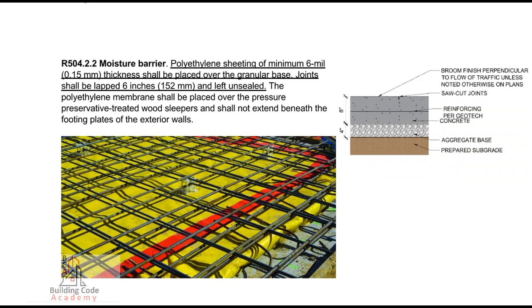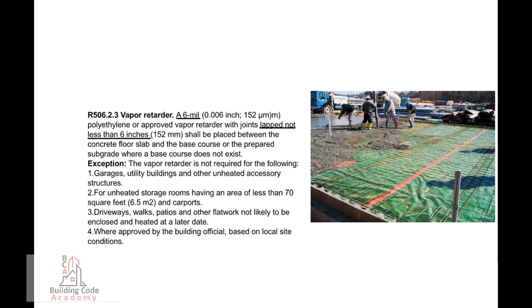R504.2.2 Moisture barrier. Polyethylene sheeting of minimum 6 mil, 0.15 millimeter thickness shall be placed over the granular base. Joints shall be lapped 6 inches, 152 millimeters, and left unsealed. The polyethylene membrane shall be placed over the pressure preservative treated wood sleepers and shall not extend beneath the footing plates of the exterior walls.